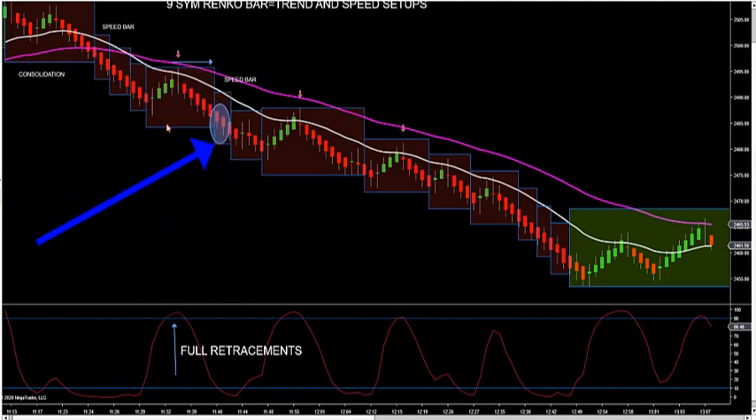Remember, one and two candle closes are my best. It's going from consolidation, a lot of candles, into speed. This works really good on the S&P.